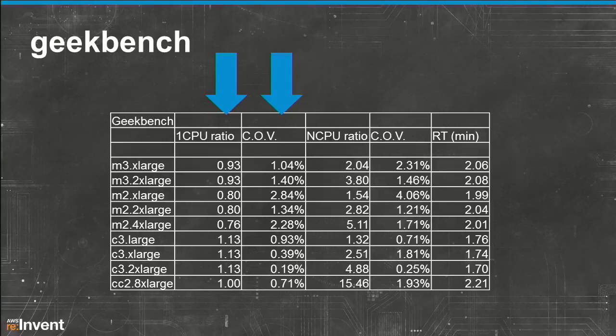You'll notice that they're fairly consistent with the M2s being slightly lower than the M3s, and the M3s are slightly lower than the C3s, the new C3s. That's completely understandable. The C3s have 2.8 gigahertz processors. The M3s are 2.6, I believe. The CC2 is definitely 2.6.